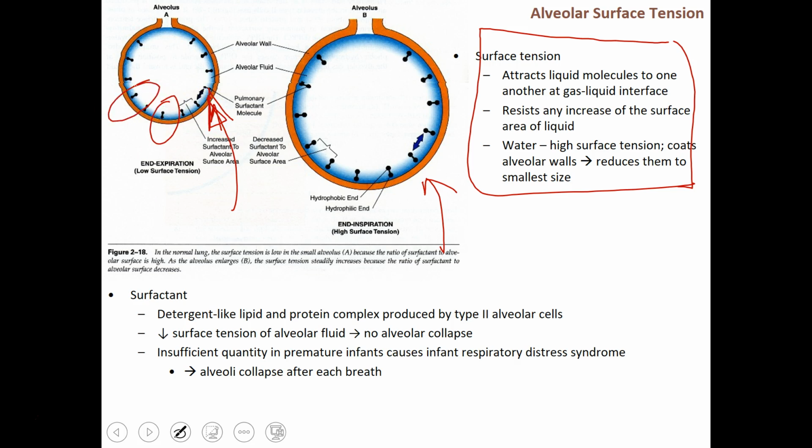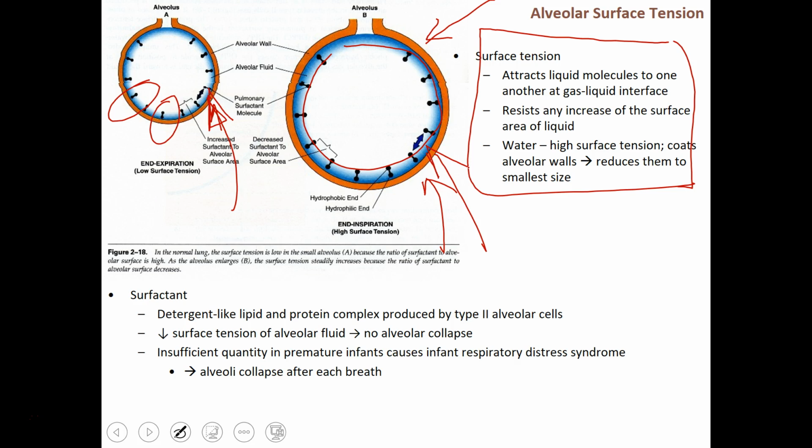When alveolus inflates and enlarges, surface tension of the fluid that covers the inside surface of the alveolus increases because water molecules are separated, basically like a balloon. When you inflate it, the tension of the balloon surface increases. Same happens here. As you inflate alveolus, the tension of the fluid inside the alveolus increases.